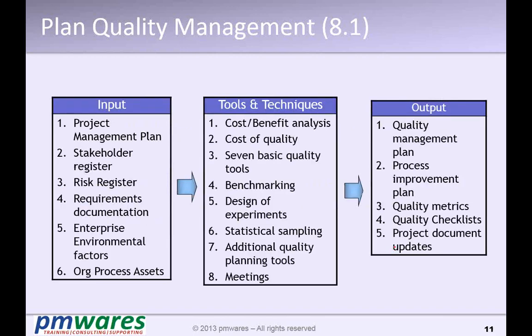Now, the good part in quality management is that whatever tools we are using for planning, the same tools are used during execution for quality assurance, and the same tools are used for quality control in the monitoring and control process. Okay, so among the tools, some of them are cost benefit analysis, cost of quality, and the 7 basic quality tools. We'll talk about this a little later. Then benchmarking, that is comparing with the standards, and other examples like design of experiments, like doing some kind of simulation, and doing some statistical sampling, which is something like in manufacturing, where a lot is produced and a small portion of the lot is actually tested to pass or fail the lot.